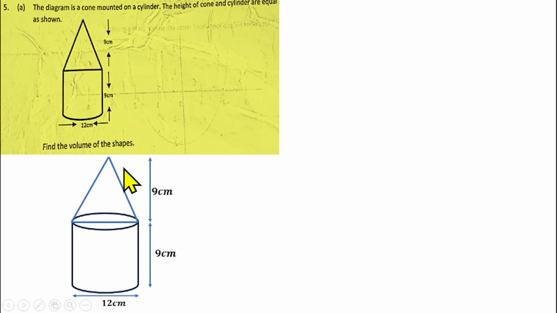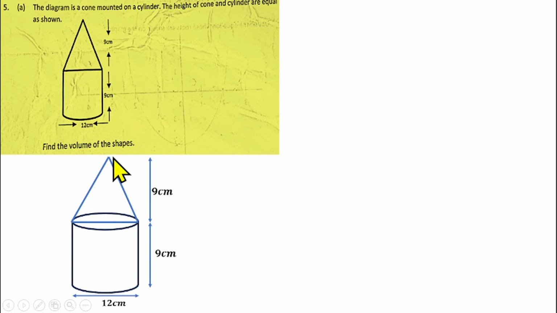I helped the student to draw the diagram very well, because of course the diagram is not well drawn. This one looks like a triangle, and the top looks like a triangle. But I help you to draw the diagram better so that you can see. So the height of the cone is 9 centimeter and the height of the cylinder is 9 centimeter, as you have been told that their heights are equal. The diameter of the base of the cylinder is 12. We have to find the volume of the shape.